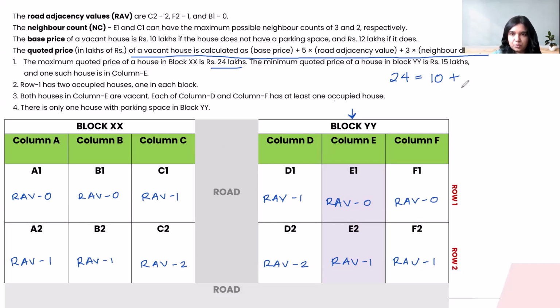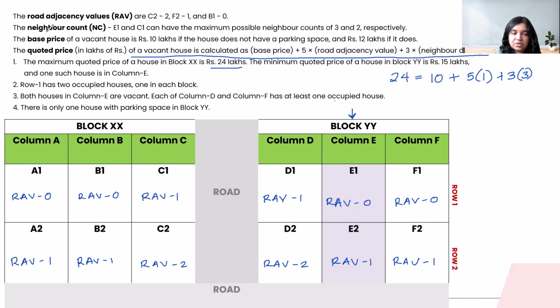If I have an RAV of 1, does it work? If I do 5 times 1, that ends up with 15, and then I am left with another 9 to go. So for another 9, I need to make sure that I have 3 neighboring counts as well. This works for RAV 1s. So which of the houses can I consider as 24 if I want the RAV to be 1 and a neighbor count of 3? For RAV 1, I can consider C1, but I cannot have 3 neighbors for C1. I can only have B1 and C2 as neighbors of C1.